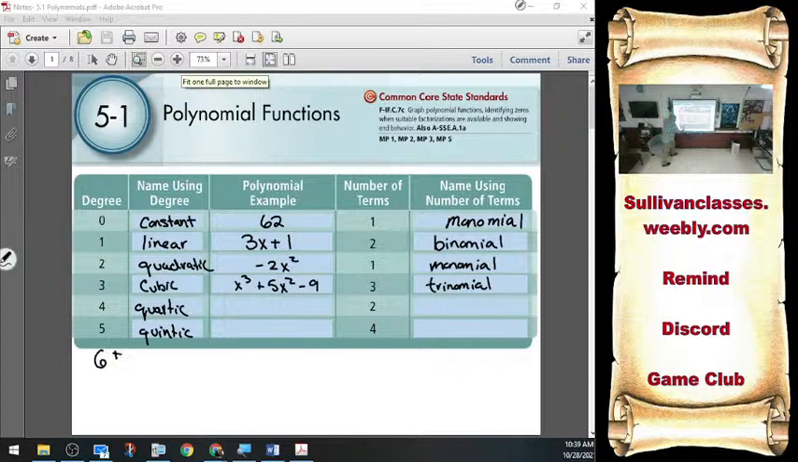You can keep going with this, but here's what we're going to do. Honestly, at 6 plus, we're just going to say a degree n polynomial. Meaning, whatever number is up front, it's that. So at 6, we usually just start getting lazy and say a degree 6 polynomial.